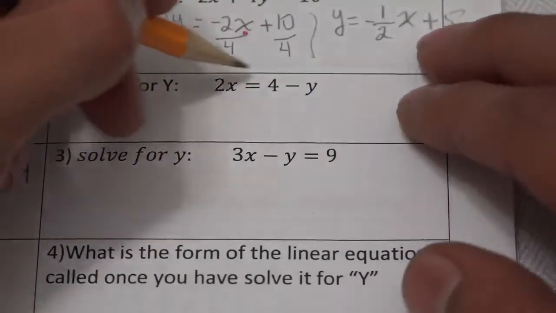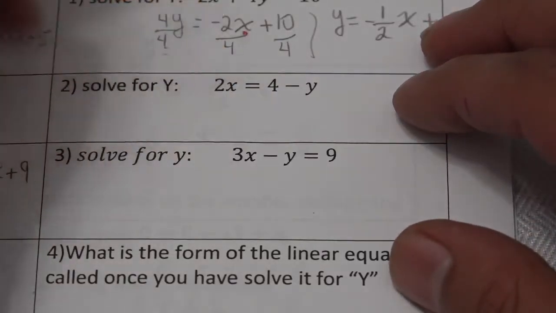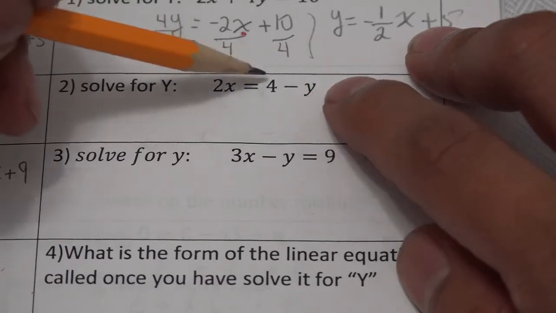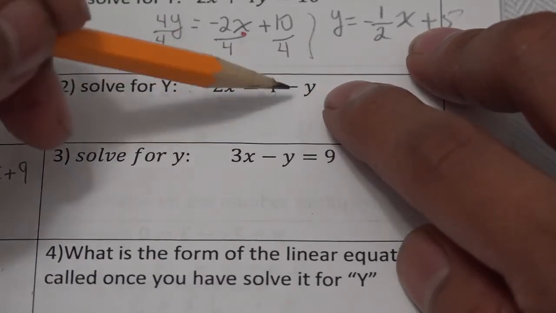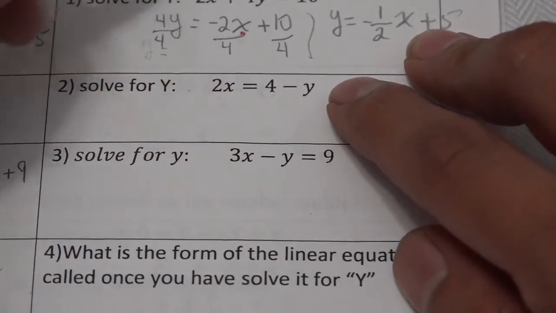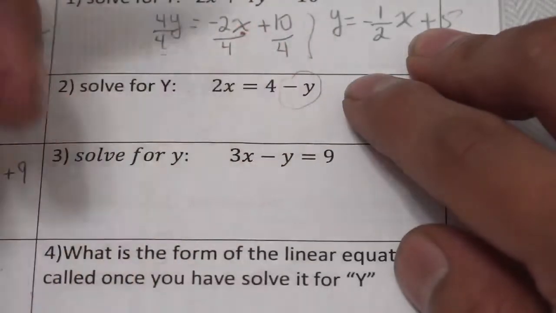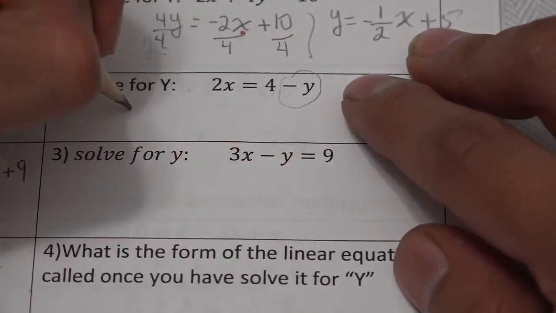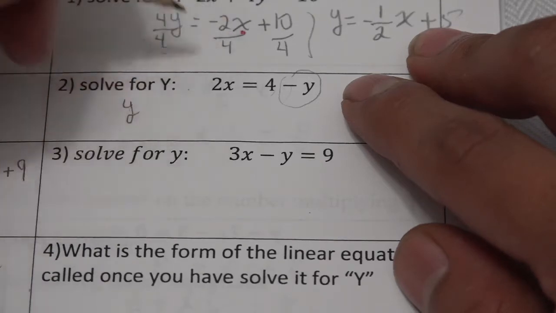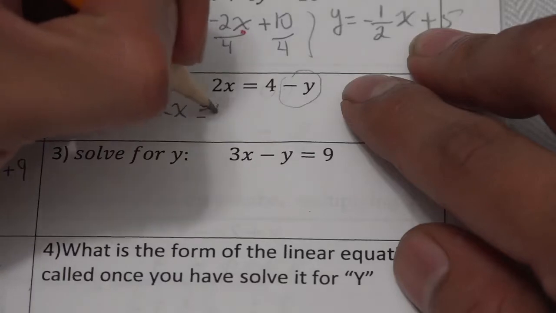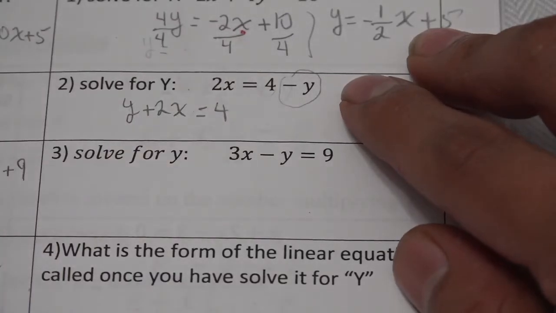Watch this. You're solving for y. I'm going to show you an easy way to do it. Now here, if I move the 4 down here, I'm going to end up with a negative y. So why not just take this y and put it on the other side? You know what happens if I put it on the other side? I end up with positive y plus 2x equals 4. Do you understand what I'm saying?